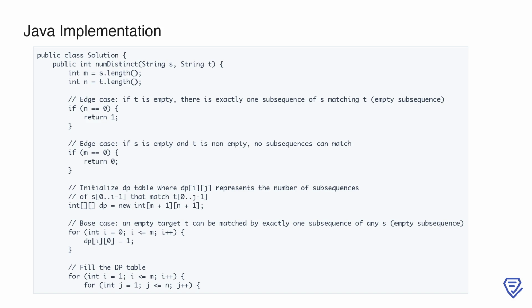Next, we initialize a 2D array called DP. Here, DP[i][j] will represent the number of distinct subsequences of the first i characters of S that match the first j characters of T. To handle the base case, we populate the first column of the DP table with 1s, because an empty target string can always be matched by exactly one subsequence of any prefix of S, which is the empty subsequence. With that setup complete, we move on to filling the rest of the DP table.